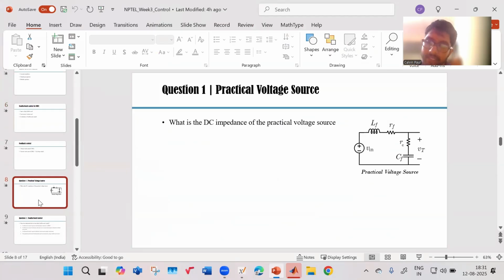Okay, so let's start with the questions. I made a lot of questions and I don't know how much time it'll take, but let's see. So this is a practical voltage source which sir has drawn. I want you to tell me what is the DC impedance of this practical voltage source. What do you think is the answer? What is the impedance of this practical voltage source? DC impedance.